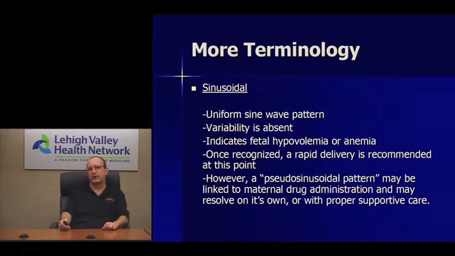However, there's what they call a pseudo-sinusoidal pattern, which may be linked to maternal drug administration and may resolve on its own or with proper supportive care. So if we're at a referring hospital, up on their OB floor, and they're saying it's definitely a sinusoidal wave pattern and there's no variability on the fetal heart rate monitor, that might be something we want to be discussing with the staff and the physician there. Do we really want to transport mom at this point, or do they need to deliver that kid there and maybe start having our NICU team heading up to that hospital, wherever it might be?